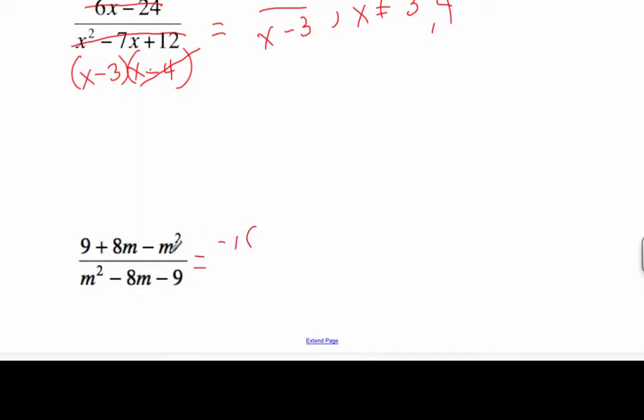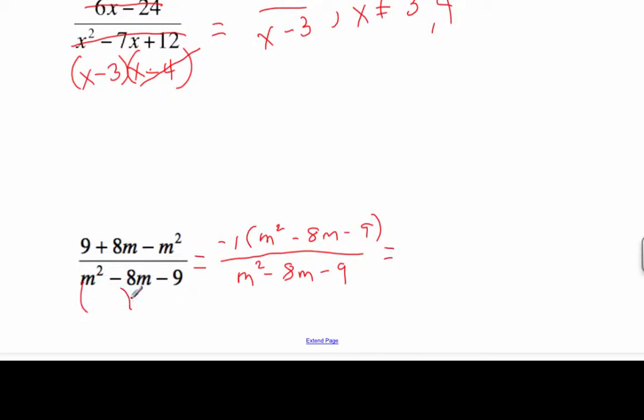By factoring out a negative 1, what that will do is change every single sign here. So now I'm going to have m squared minus 8m minus 9. That's more in the order that we like to see. And then if I look down here, wait a minute, I still have m squared minus 8m minus 9. So what ends up happening here is that both of these things are gone. But I still have to go through and factor this.